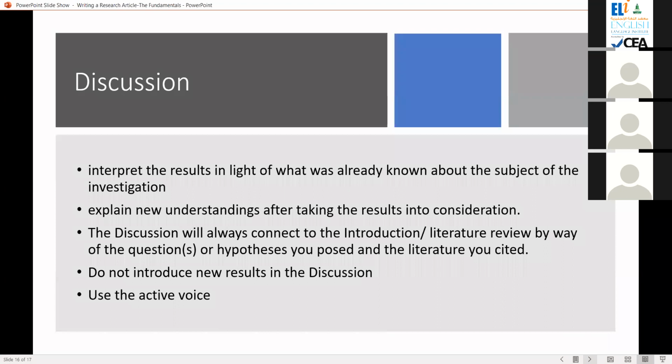So you interpret the results of what we already know, and you start to explain new understanding again. If you're presenting something different or something new or something challenging or opposing to what's already established, you have to explain it further. Connected to the literature review and to your research question, very important to connect it to the research question. That's the central point. The research question is going to come up in every single section of your article, your assignment, your thesis, your dissertation, and so forth.